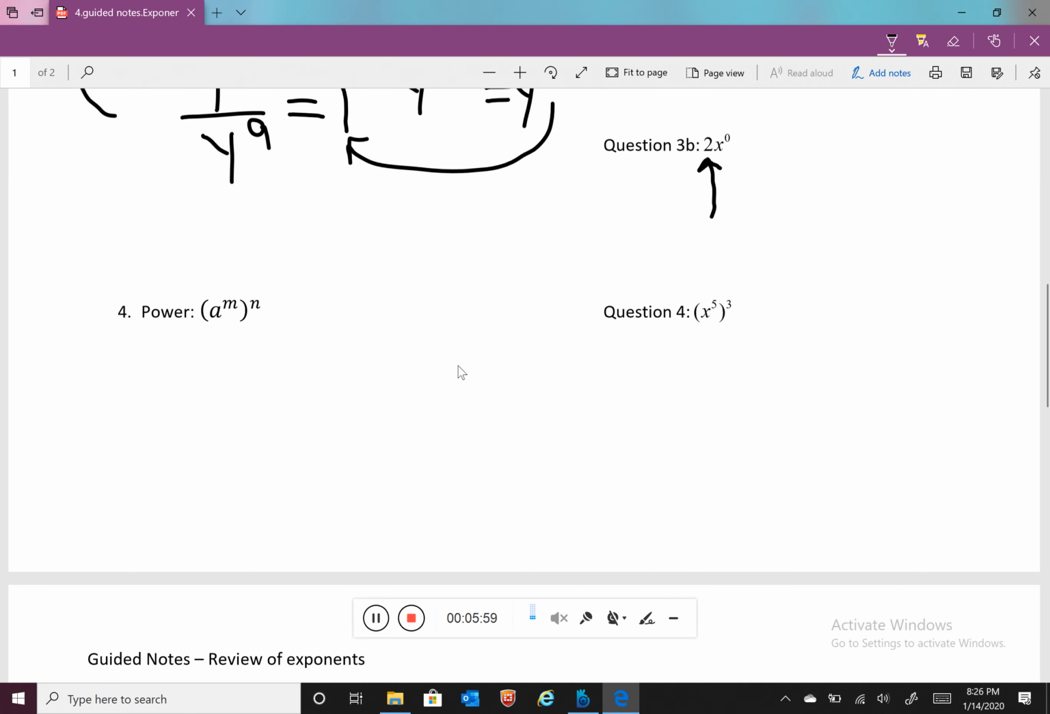Our next rule is the power rule. Another way to state this rule is if you have a power raised to a power, so a to the mth raised to the nth power, we're going to multiply those exponents. So make sure you take a look at that rule and apply it to the next question.